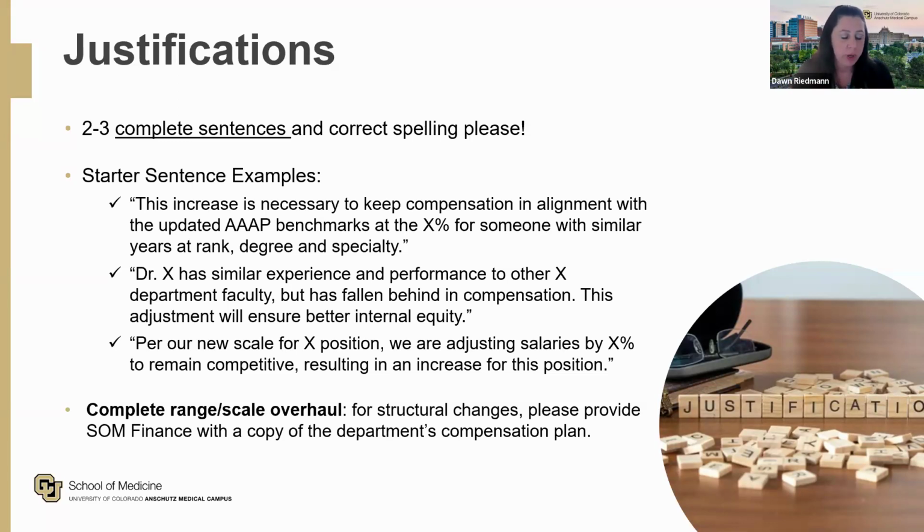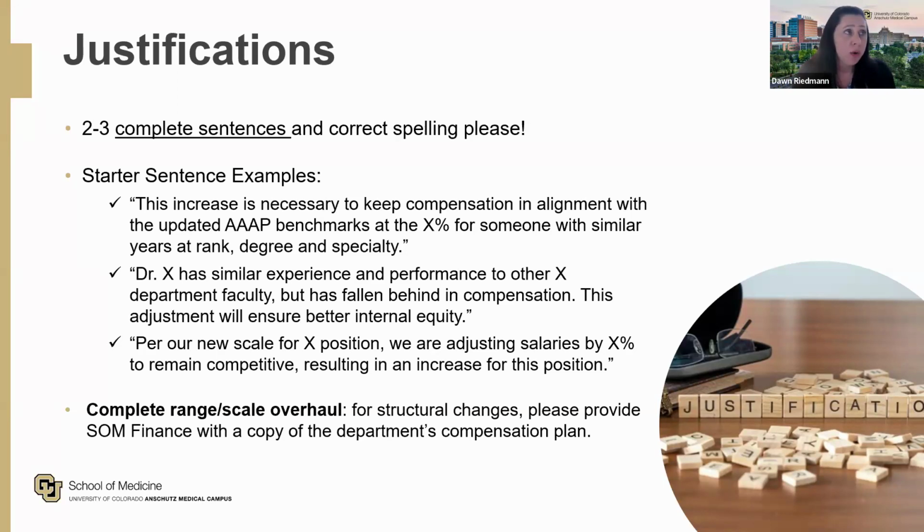This will help us, because we have the equity pieces and we do need to do some comparisons to make sure that we're staying equitable. So as much information as you can put in there so we can have a complete understanding of the reason for the justification or the increase.